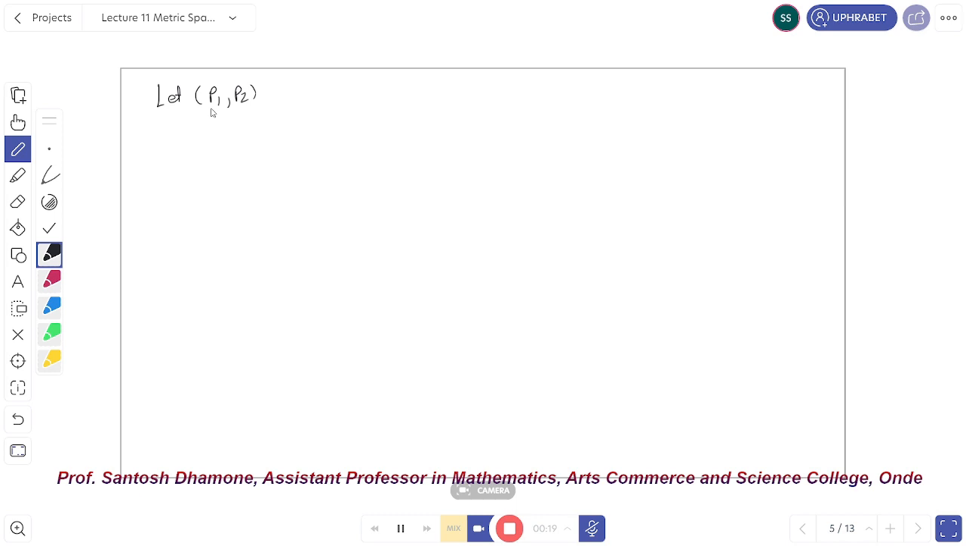the open ball about point P1, P2 with radius R is contained in G. We prove that this open ball about point P1, P2 with radius R is contained in G, our upper region.